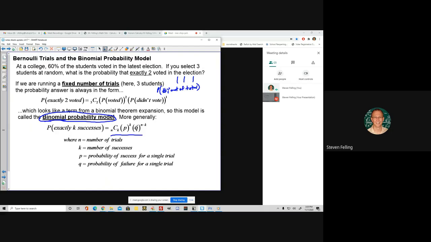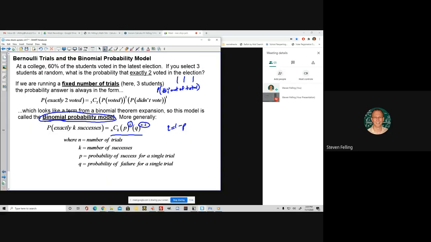We can just say, okay, N is going to be the number of trials, K is going to be the number of successes, P will be the symbol for the probability of the success or the yes, Q will be just 100% minus P, so the rest of the probability, the no case. We'll have K yes cases and N minus K no cases, okay?